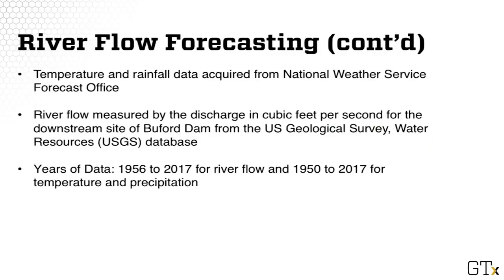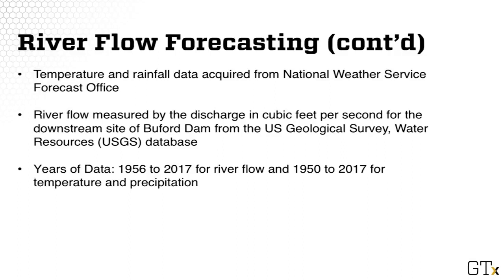The main hydroclimatic time series, namely precipitation, ground air temperature, and stream flow, are used in this study, where the primary objective is to forecast the stream flow. For this study, temperature and rainfall data were acquired from the National Weather Service Forecast Office, and the river flow, measured by the discharge in cubic feet per second for the downstream site of Buford Dam, was acquired from the U.S. Geological Survey Water Resources Database.